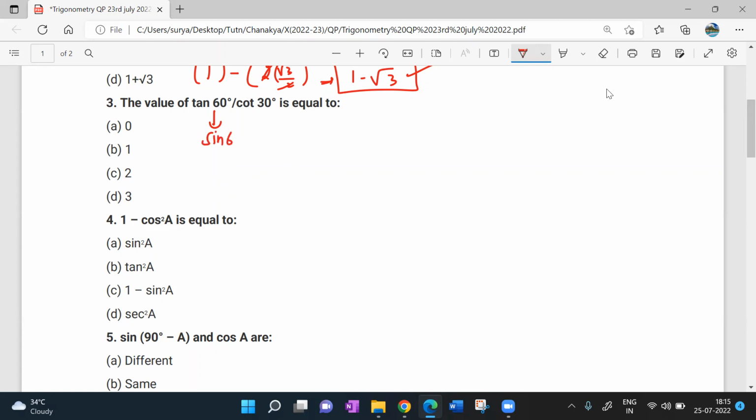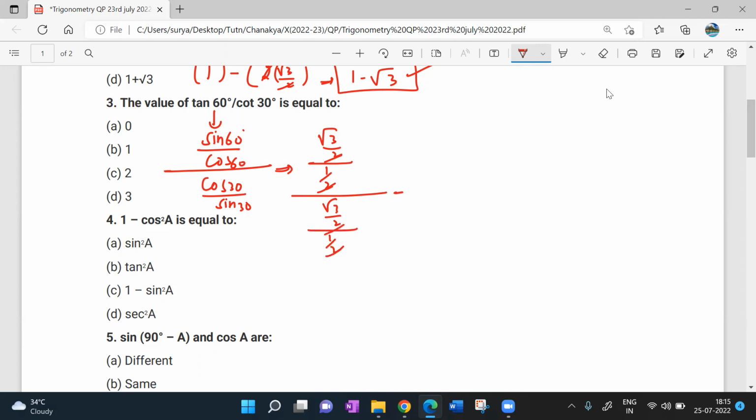Look at it, guys. Sin 60 divided by cos 60, whole divided by cos 30 divided by sin 30. If you have any doubts, you can write it like this. Sin 60 is how much? Root 3 by 2. Whole divided by cos 60, how much? 1 by 2. Whole divided by cos 30, how much? Root 3 by 2. Whole divided by sin 30, how much? 1 by 2. So now look at it here: root 3 by root 3. The answer is 1 actually.